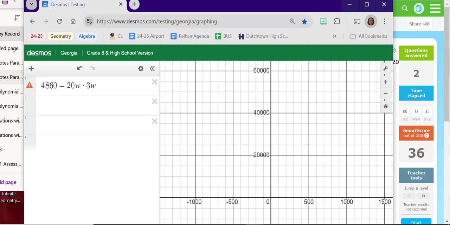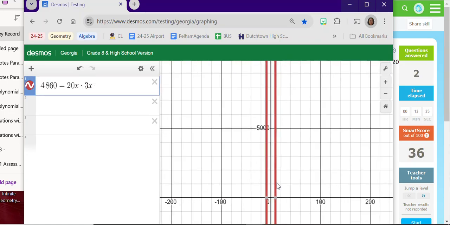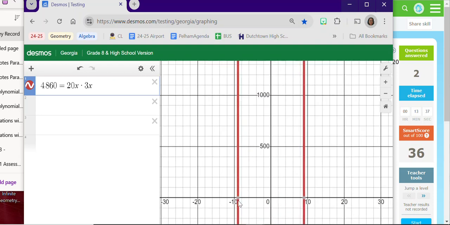Oh, it doesn't like it. Why doesn't it like it? Because of the W, it should be an X. Are we clear? These are little things that you're going to have to remember. Oh, and there they are. I zoomed out too much. One is -9 and the other one is +9. Clear?